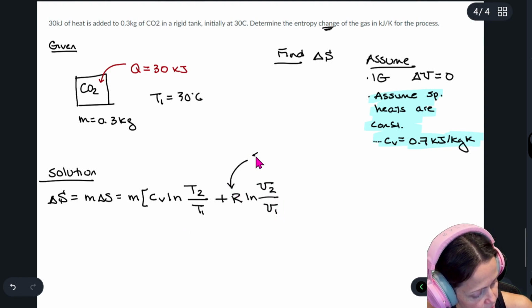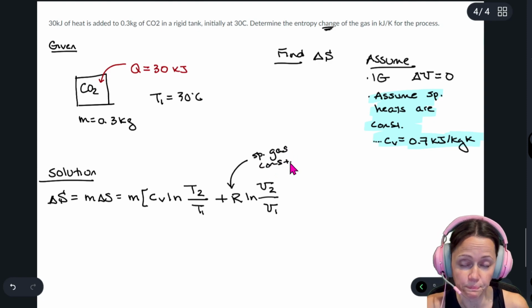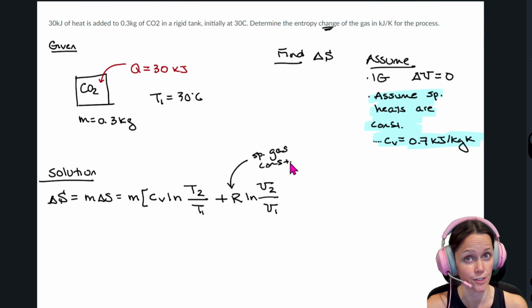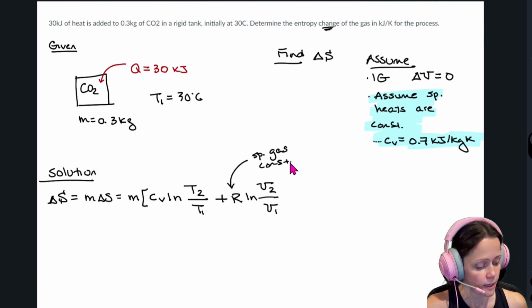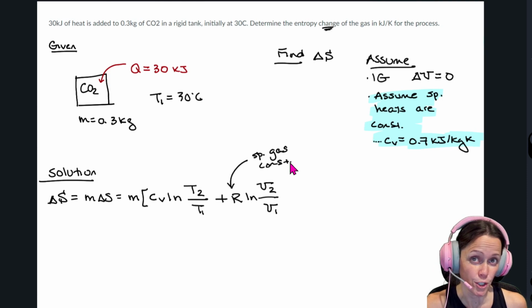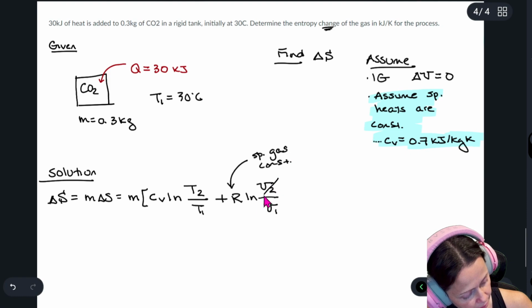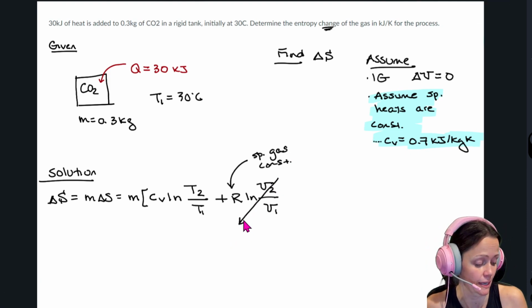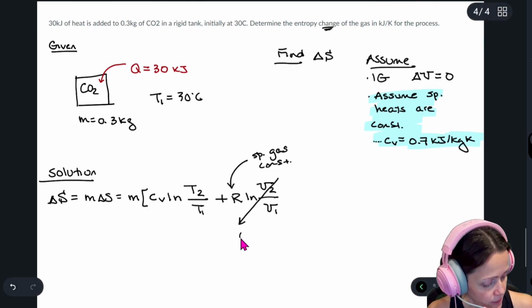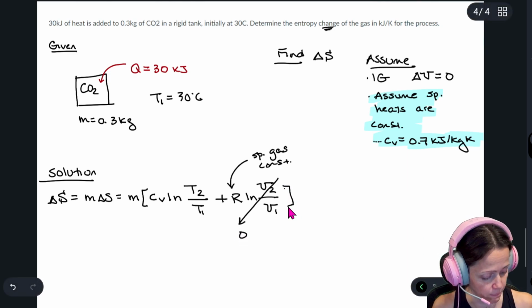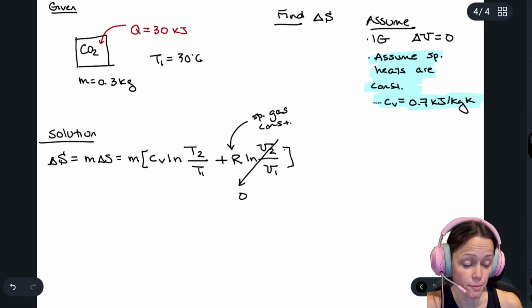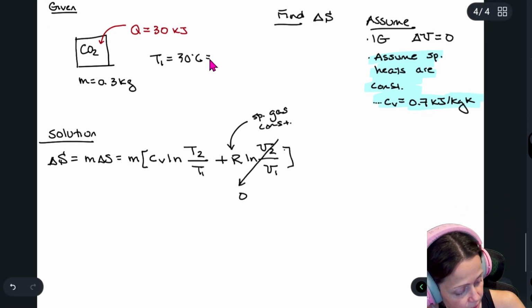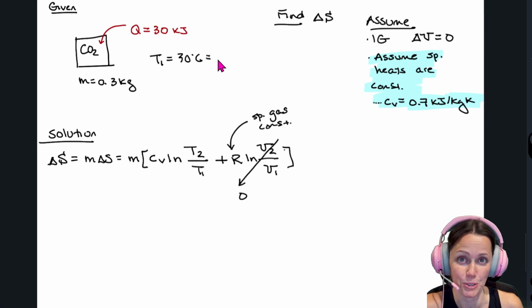This R is the specific gas constant, and I could calculate that from my universal gas constant, R bar, over my molar mass. But I really don't need to, because if my specific volume is the same, the ratio V2 over V1 is 1, and the natural log of 1 is 0. So it doesn't really matter. You do need to make sure those temperatures are in absolute temperature units, so let's make sure to do that.